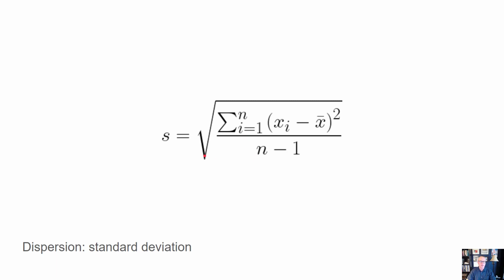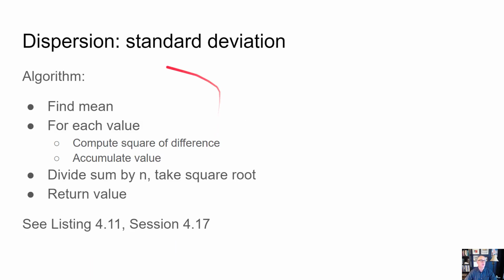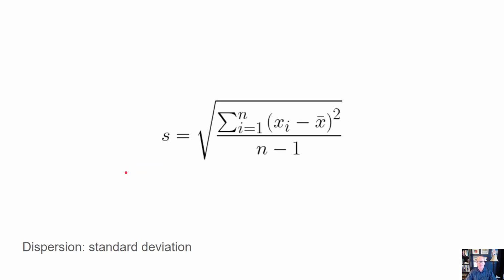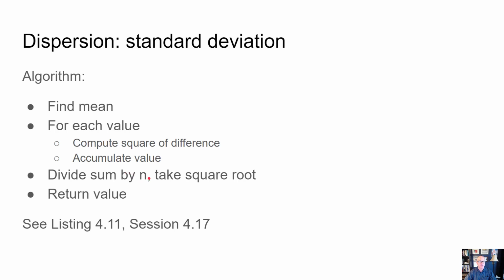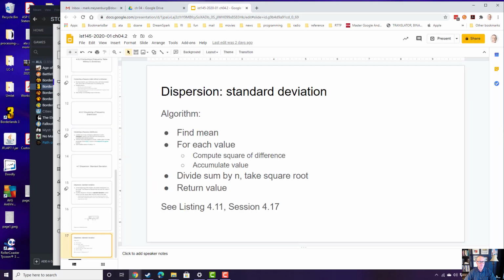So let's write some code, or see some code, that calculates this. And here's the algorithm. The first thing we'll do is find the mean. Then we'll have an accumulator pattern that looks at every value, computes the square of the difference between the value and the mean, and accumulates that. Divide that by, should be n minus 1. So I think I have a typo in my slide here. That should say n minus 1. Take the square root, and then finally return the value back.